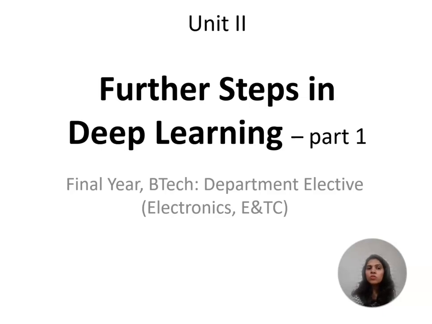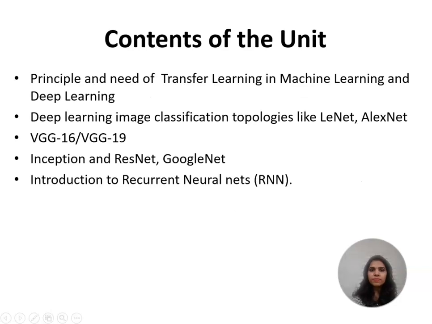Okay, so from the name itself, transfer learning means what? You understand that we are transferring the learning. These are the contents of this unit: transfer learning in machine learning, deep learning, and image classification topologies like LeNet, AlexNet, VGG. LeNet and AlexNet you have already learned. VGG we are going to learn in the next class. Then Inception, ResNet, GoogleNet, etc. Again we are going to see an introduction to recurrent neural networks. Already you have seen that.